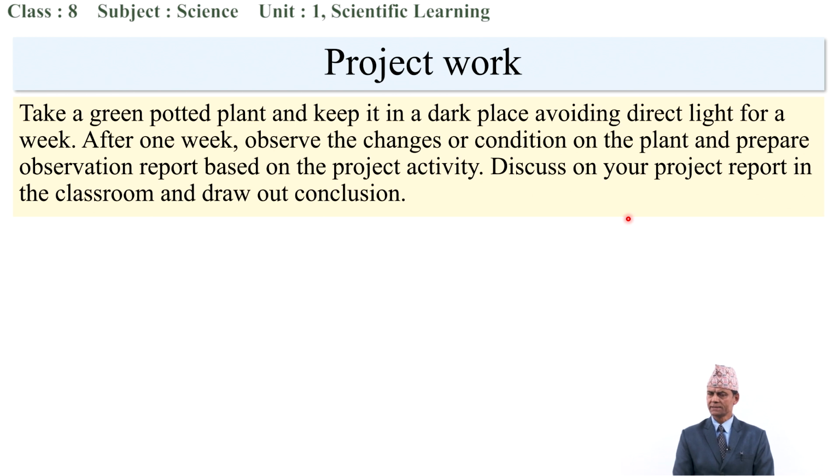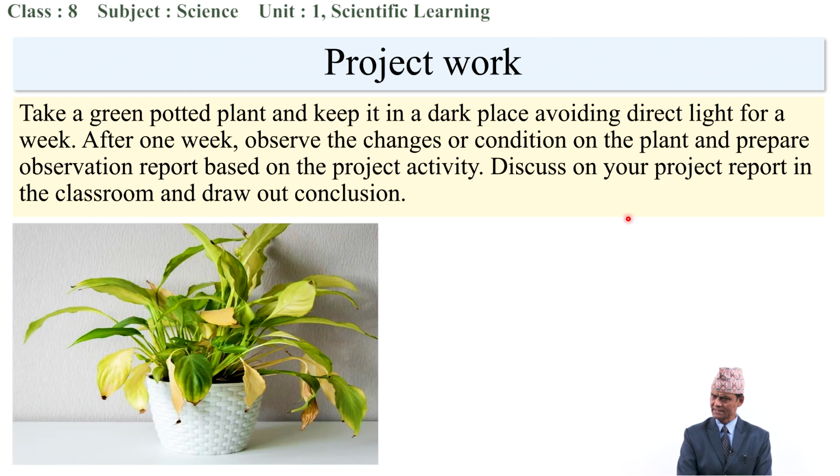Dear students, one project activity I am giving you, please try to do this project activity. What type of project activity? Look here. Take a green potted plant and keep it in a dark place, avoiding direct sunlight, avoiding direct light for a week. Do not let light fall on the green plant for one week.